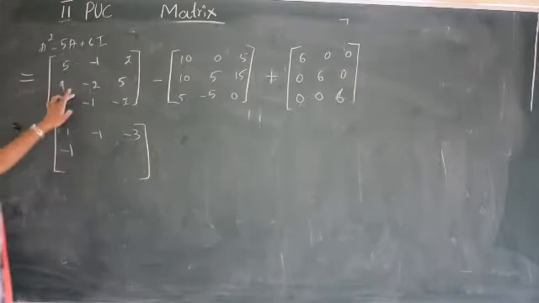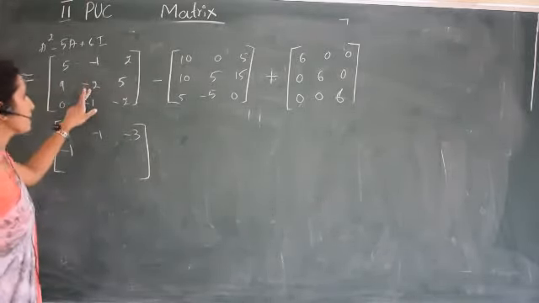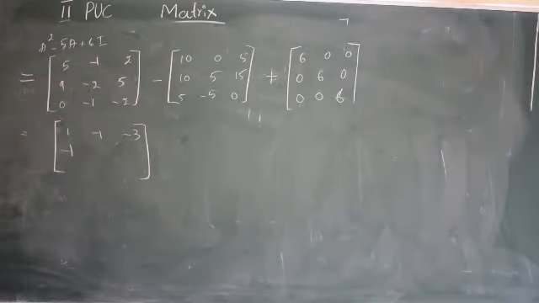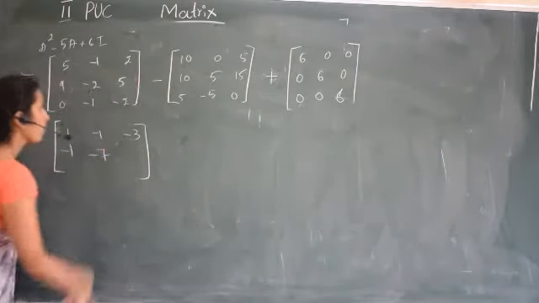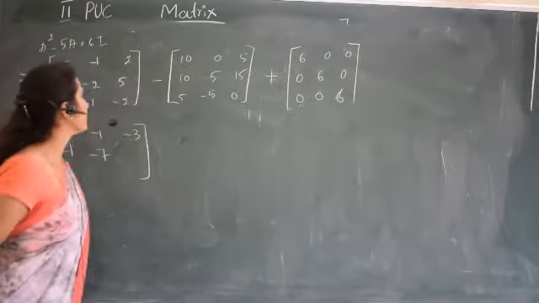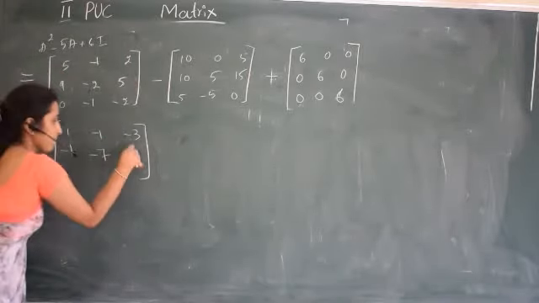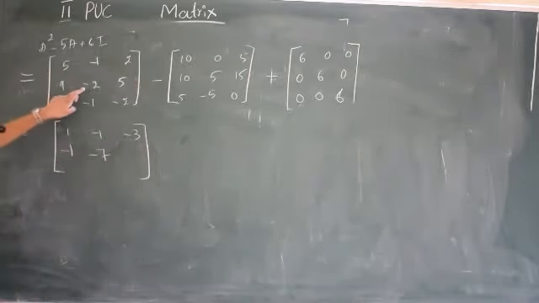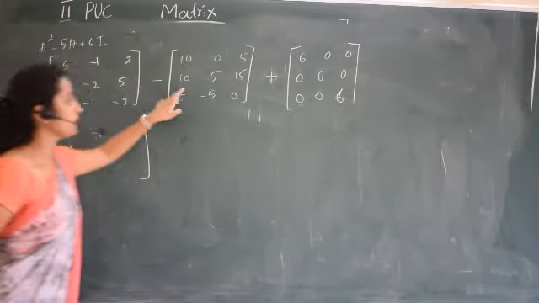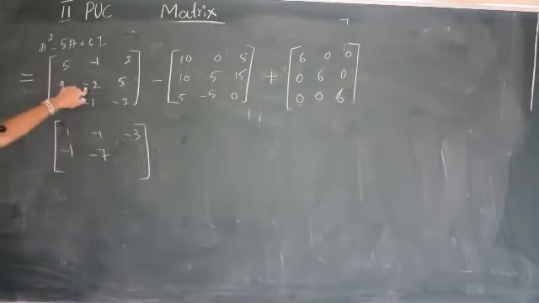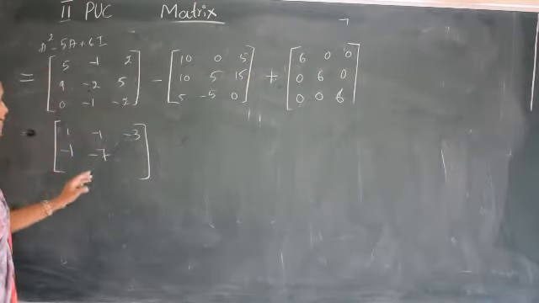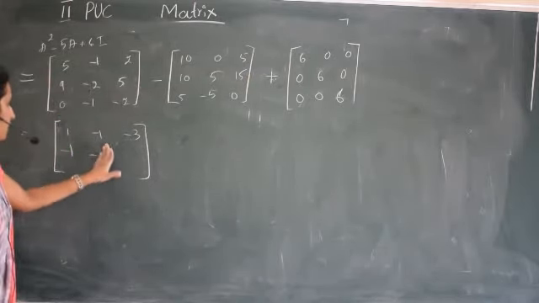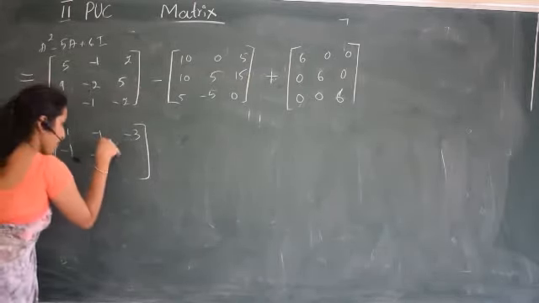Then minus 2 minus 5 is minus 7. Then 5 minus 15 is minus 10. Minus 2 minus 7 plus 6: minus 2 minus 5 is minus 7, plus 6 is minus 1.